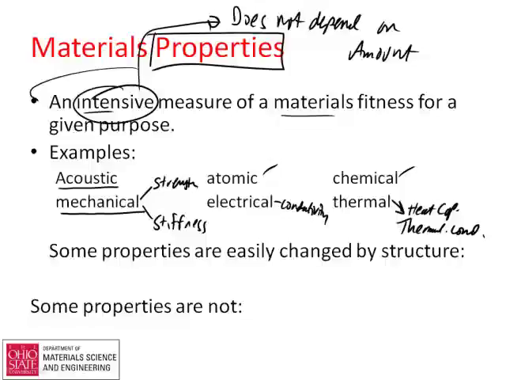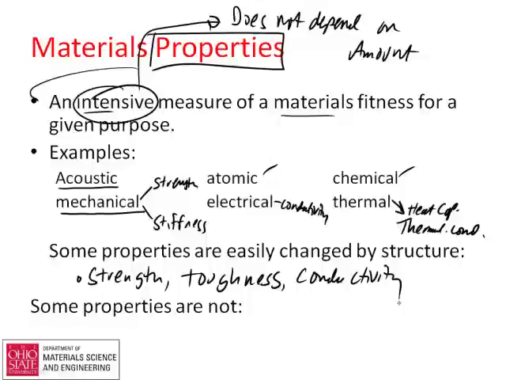Some of these properties are very easily and very strongly changed by the structure of material. For example, strength, toughness, conductivity, all can be changed by basically putting more dislocations in the material, putting other phases in it. Those are all ways we can change some of those properties.